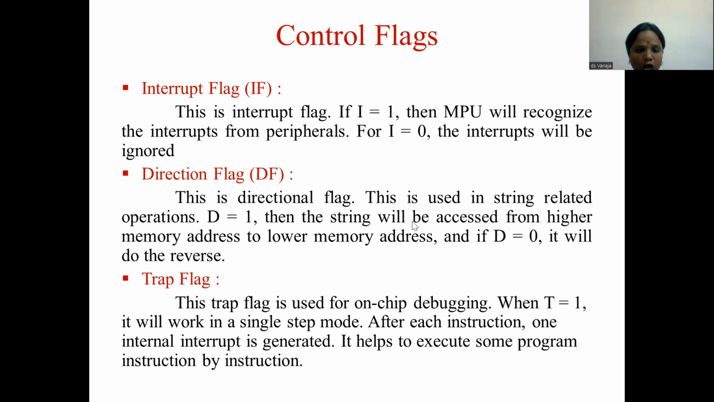And finally, the last flag, trap flag. This trap flag is used for on-chip debugging. When T equals 1, it will work in single step mode. After each instruction, one interrupt is generated. It helps to execute a program instruction by instruction. This is about control flags.